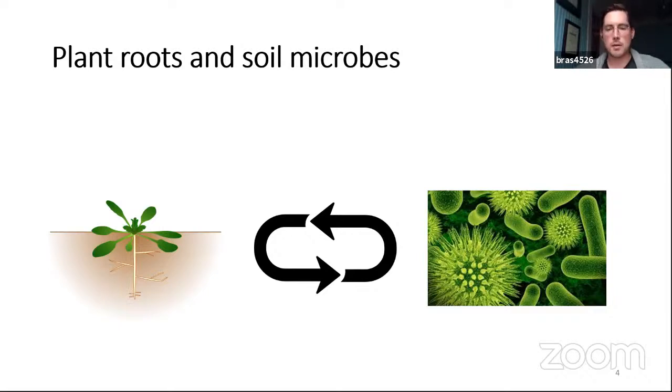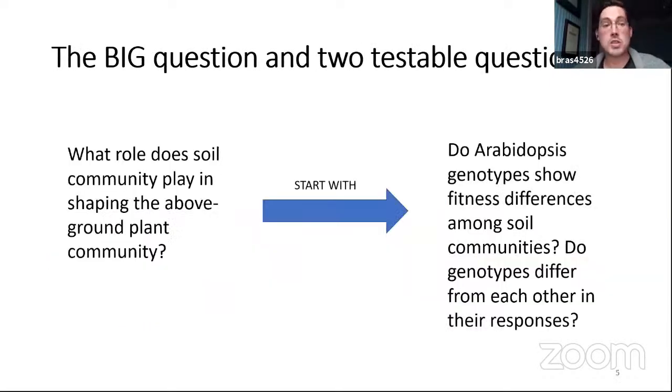So you have these two pieces, the plant roots and the microbes, and we know this background information about plants moderating the root microbiomes and the consequences of certain microbes. And so it leads us to this big question: what role does the soil community play in shaping the above ground plant community? We could easily go the other way with that and ask, what role does the plant community play in shaping the below ground community? But I'm interested in how the below ground could shape the above ground. And that's a very big question. We get at that question by having these two more testable questions. And so moving to Arabidopsis, do Arabidopsis genotypes show fitness differences among soil communities? And further to that, do these genotypes differ from each other in their responses to different soil communities?